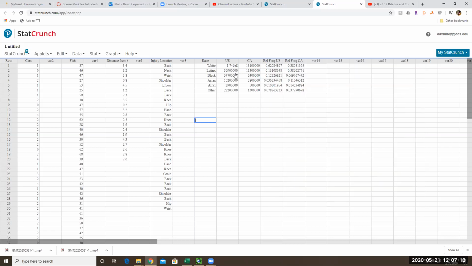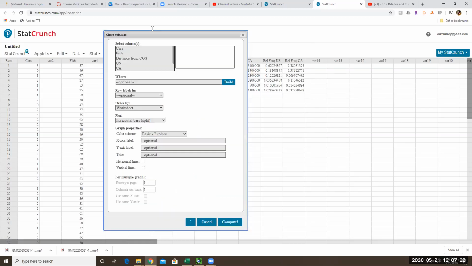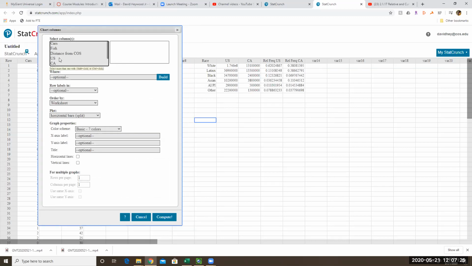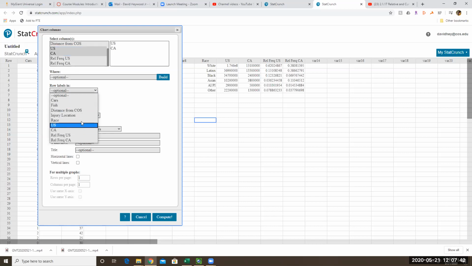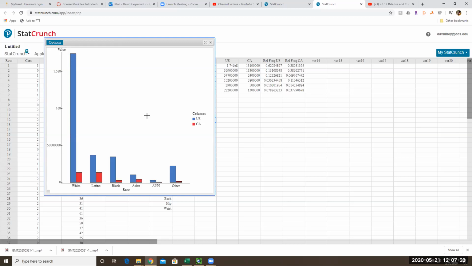If I wanted a side-by-side bar graph, then I have to do something a little different. I go to Graph and then Chart and then Columns. Let me see if I remember how to do this. It says select columns. So if I want to make a side-by-side bar graph for the US and California, I would select both of those. You can do that by just clicking and dragging, or by holding down Control on your keyboard and clicking on both of those. And then for row labels, I'm going to say race. And I want to draw my bars vertically. So hit Compute. And then it gives you that side-by-side bar graph.